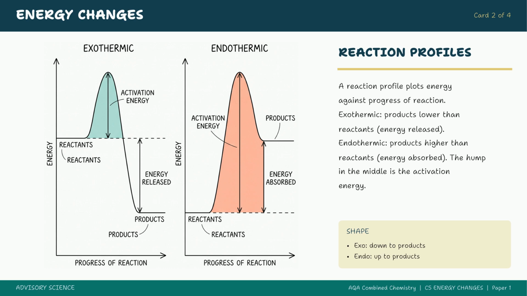Both graphs have a hump in the middle, and that hump is the activation energy. Always label 3 things on a profile: reactants, products, and the activation energy. Lots of students forget the activation energy label and lose an easy mark.